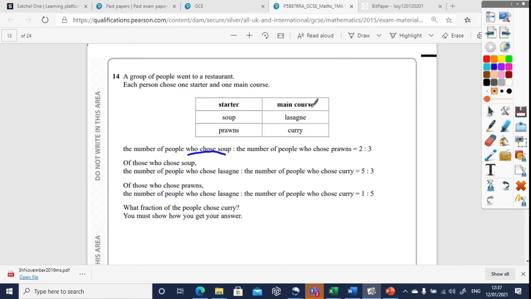Now, there's a lot of information to digest, and we'll do it bit by bit, and it's all about equivalent ratios. Even though it says 2 to 3, that doesn't necessarily mean 2 people chose soup and 3 people chose prawns. It could be 4 people chose soup and 6 chose prawns, or 20 chose soup and maybe 30 chose prawns. So I want to put soup as 2 and prawns as 3.